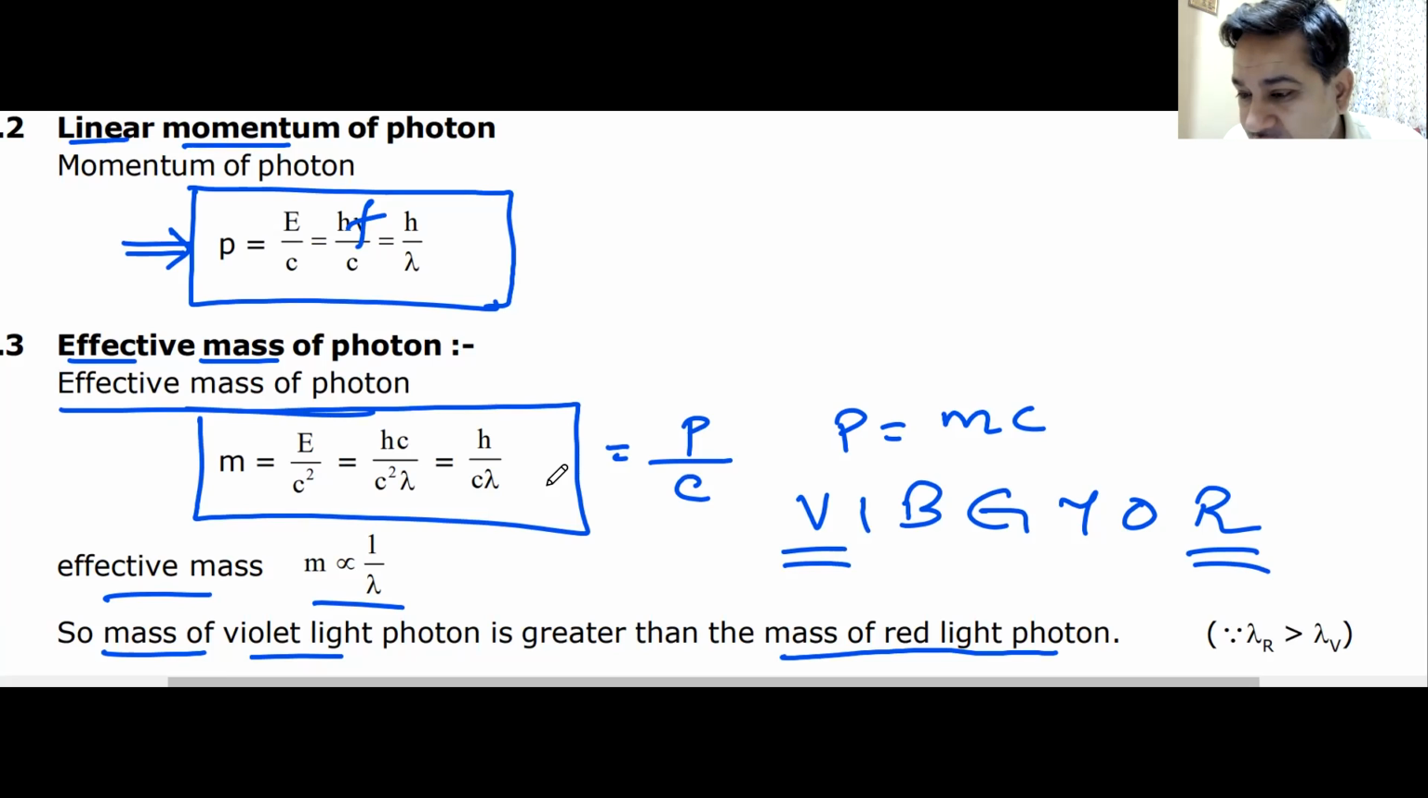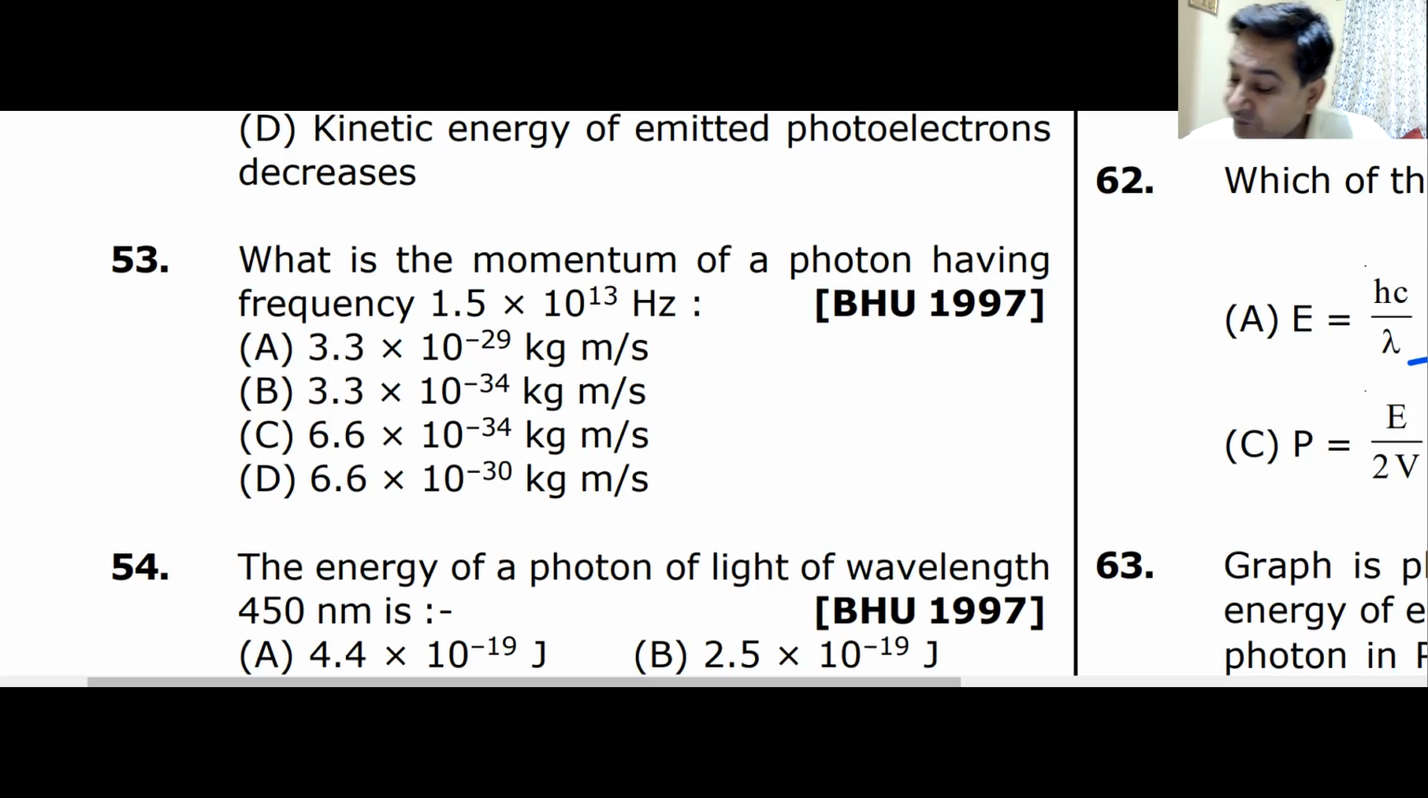What is the value of Planck's constant? 6.6 into 10 to the power of minus 34. That's it. Put the value of that. Put the value of frequency. Put the value of speed of light, and you will end up with your answer. So the momentum P would simply be equal to h by lambda. Is that so? Yes, sir. Or I can write it as h c by f, or what?